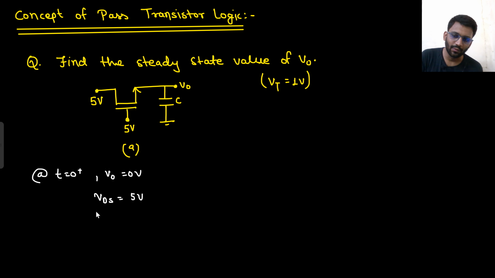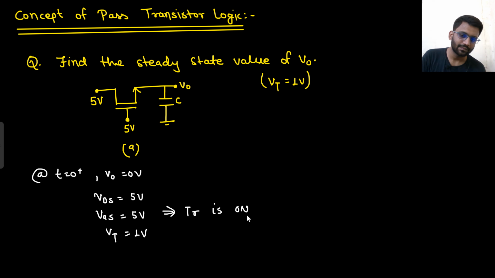That is 5 volt. What is the VGS value? That is also 5 volt. What is your VT value? That is 1 volt. Certainly the transistor is on.